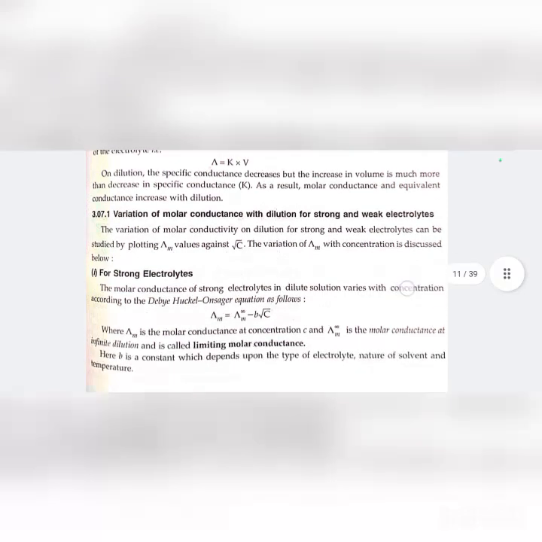Now next is the variation of molar conductance with dilution for strong and weak electrolytes. The variation of molar conductance on dilution for strong and weak electrolytes can be studied by plotting Λm values against √c. The variation of Λm with concentration is discussed below.